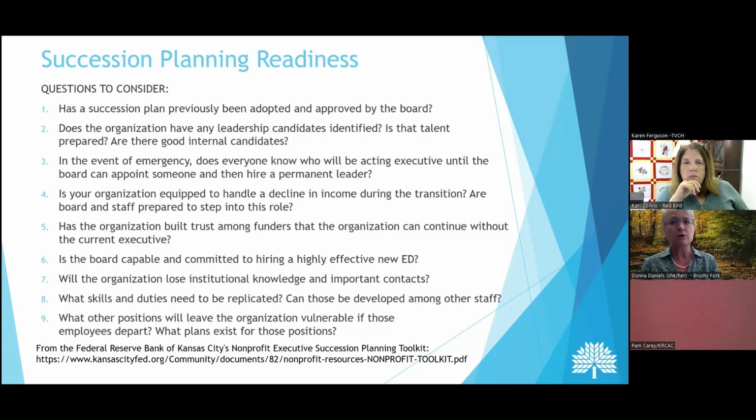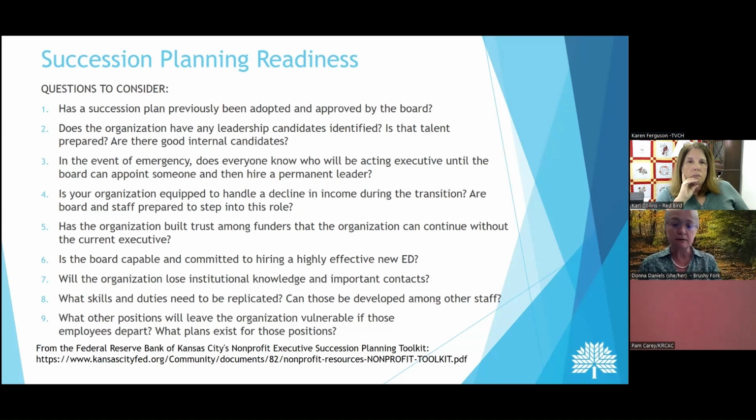And so they should know, is there an existing succession plan? Is there one that has been previously adopted and approved by the board? The board should take a look at succession plans and approve those for the organization, even if it relates to staff. Any of the succession planning, the board should be engaged in that. Does the organization have any leadership candidates already identified? And is that talent prepared, or are there good internal candidates?